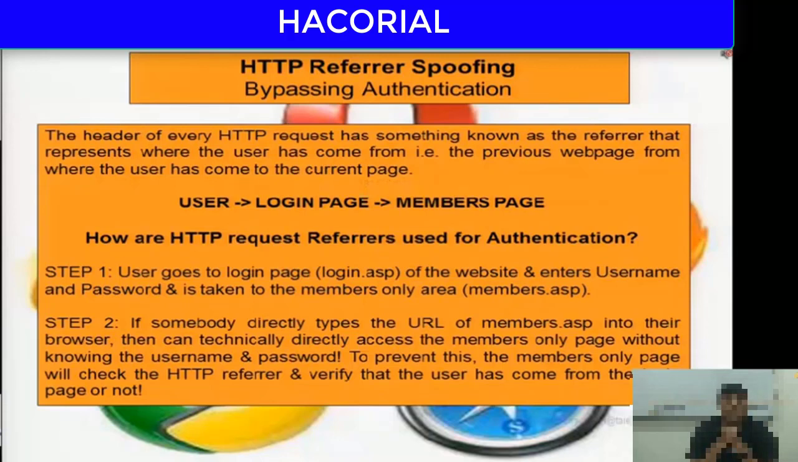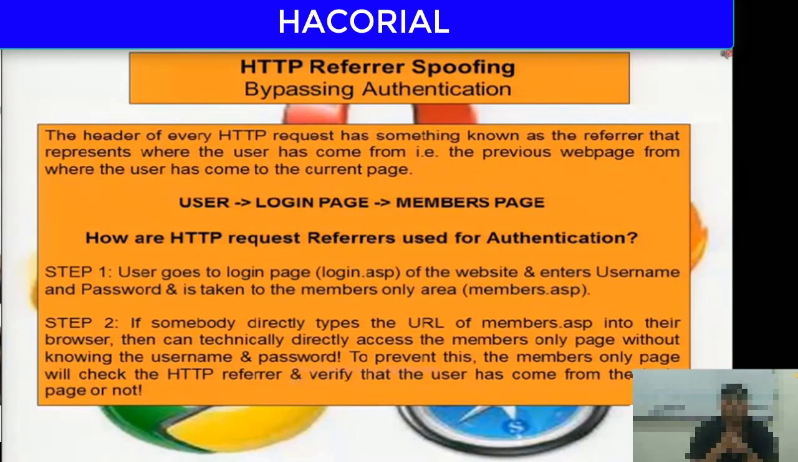So let me read from this PowerPoint slide, so it's helpful for all of you to understand this. The header of every HTTP request has something known as the referrer field. I repeat, the header of every HTTP request has something known as the referrer field that represents where the user has come from. So the HTTP referrer field basically represents the previous page that the user was on before coming to the current page. So typically if the user first comes to the home page of my website, that is the login page, and then goes to the members page, then on the members page, the HTTP referrer becomes the login page.